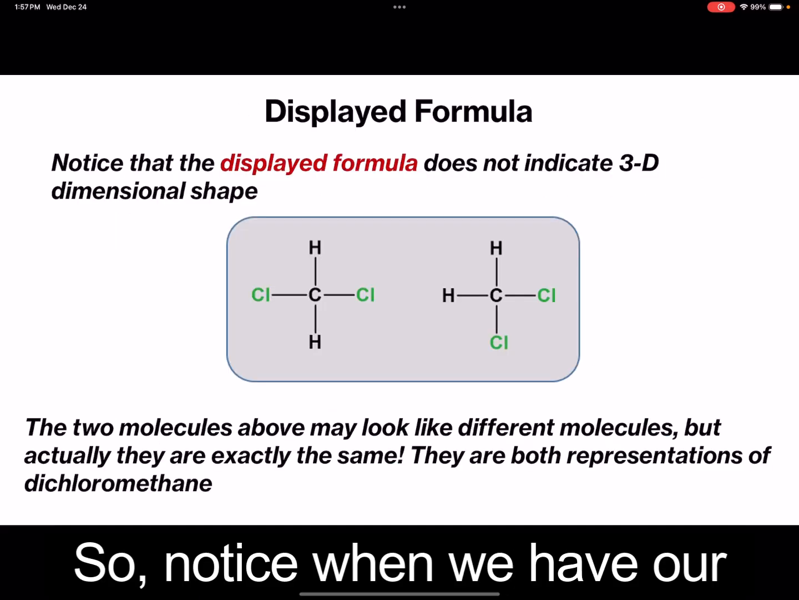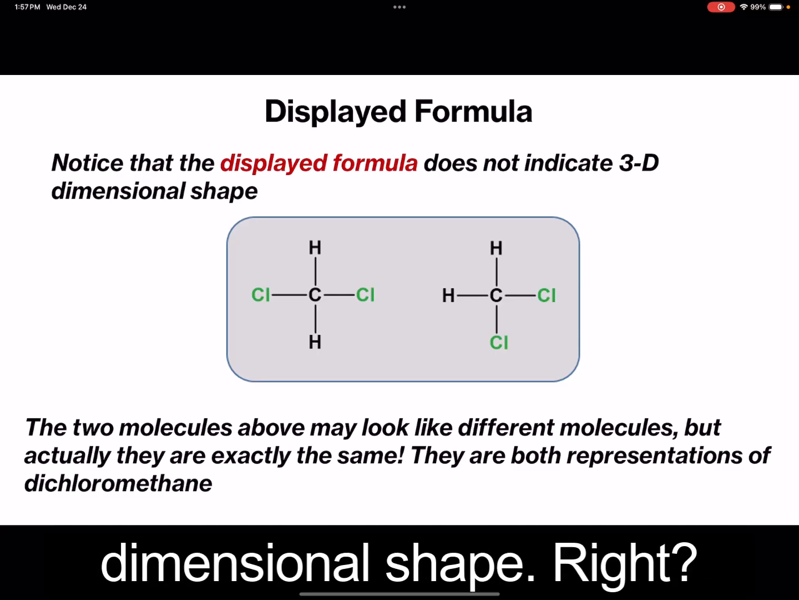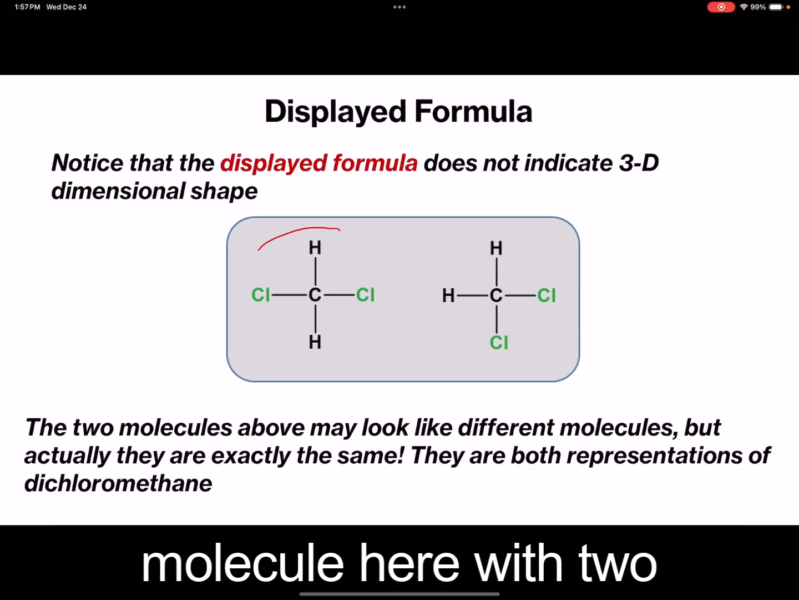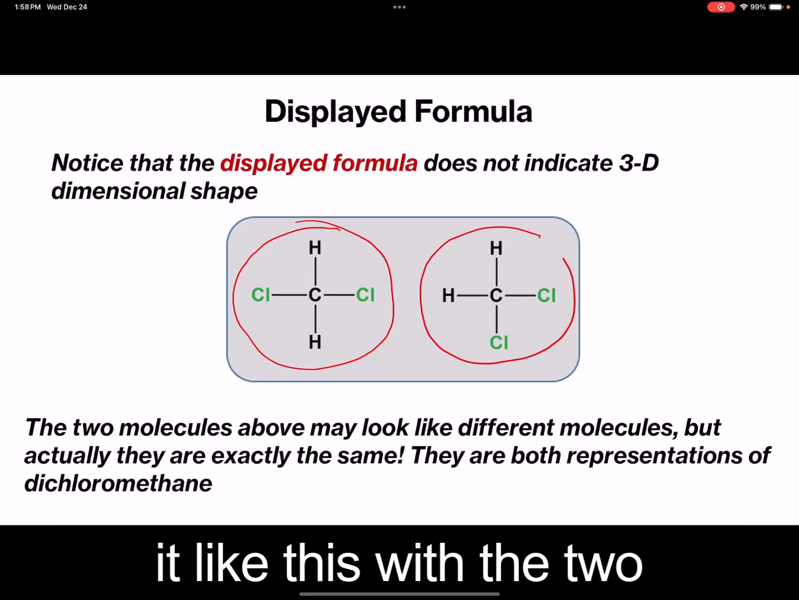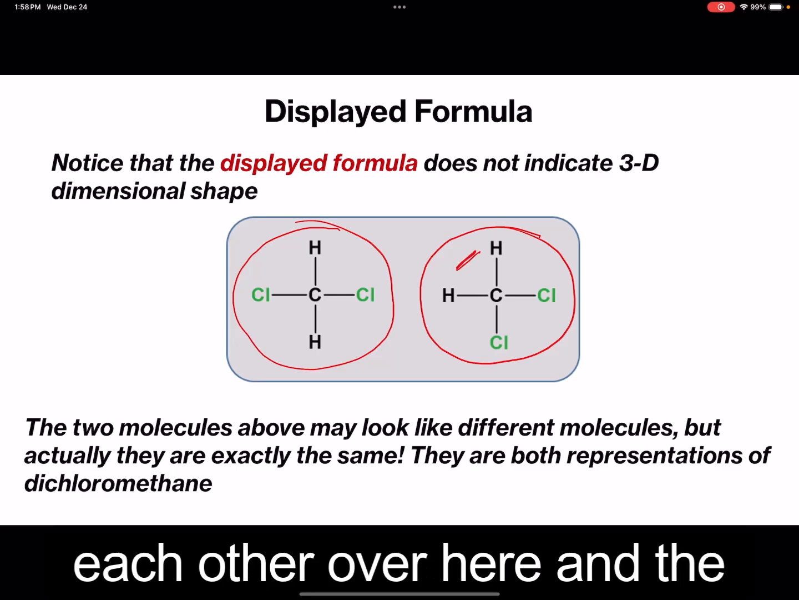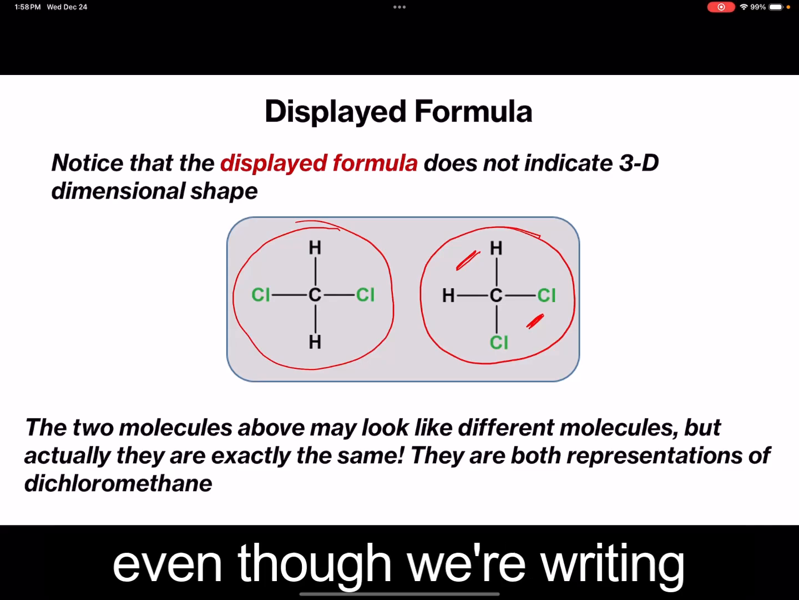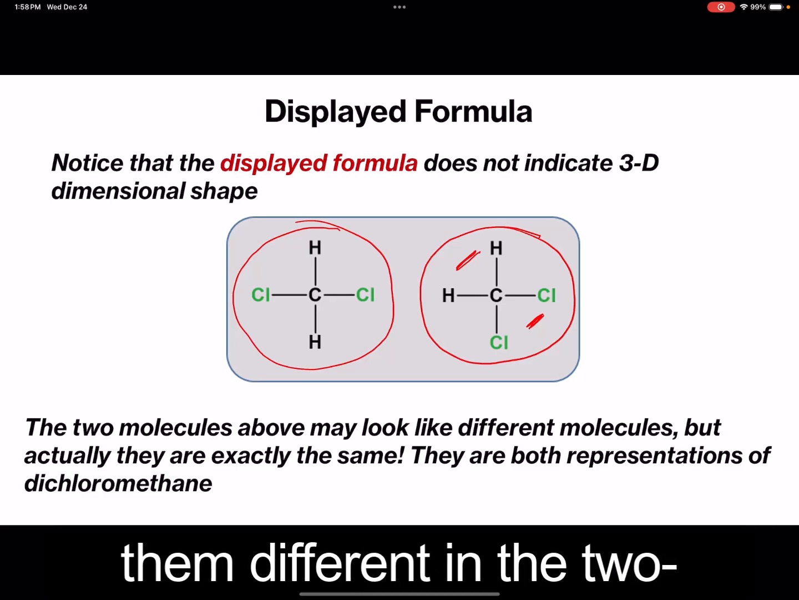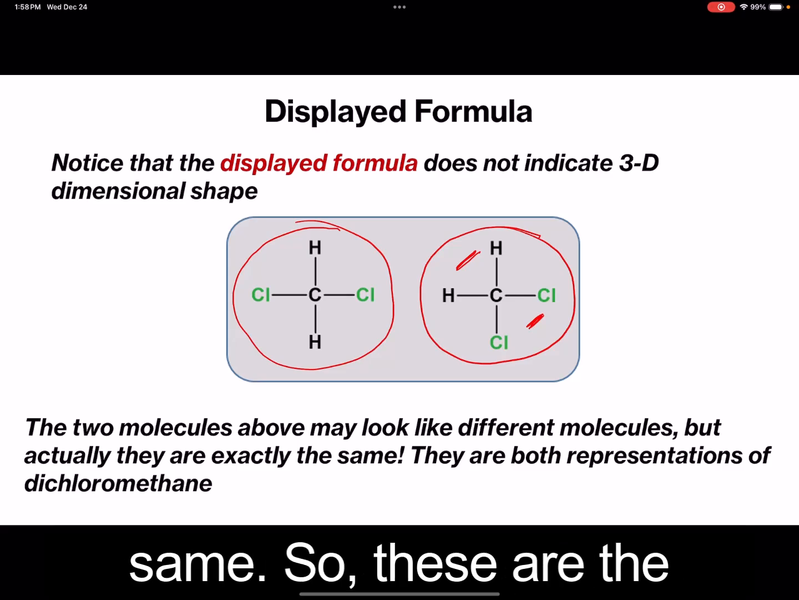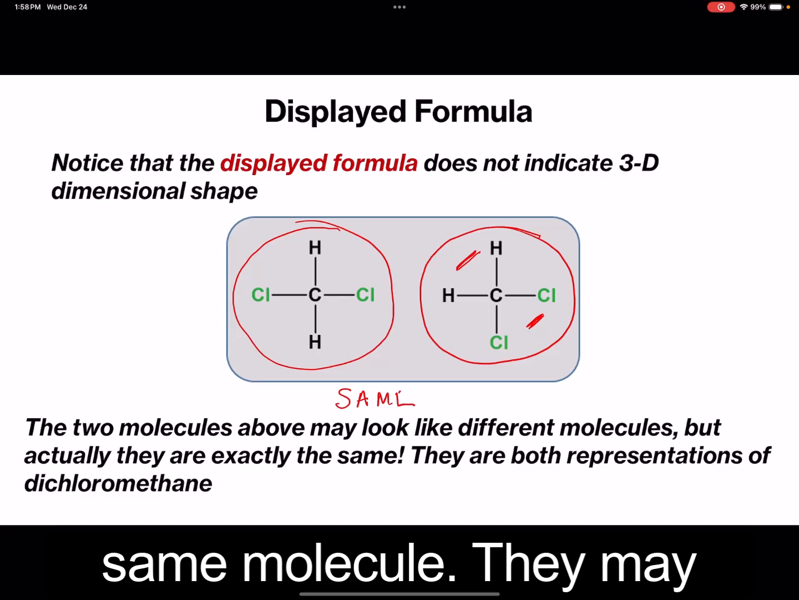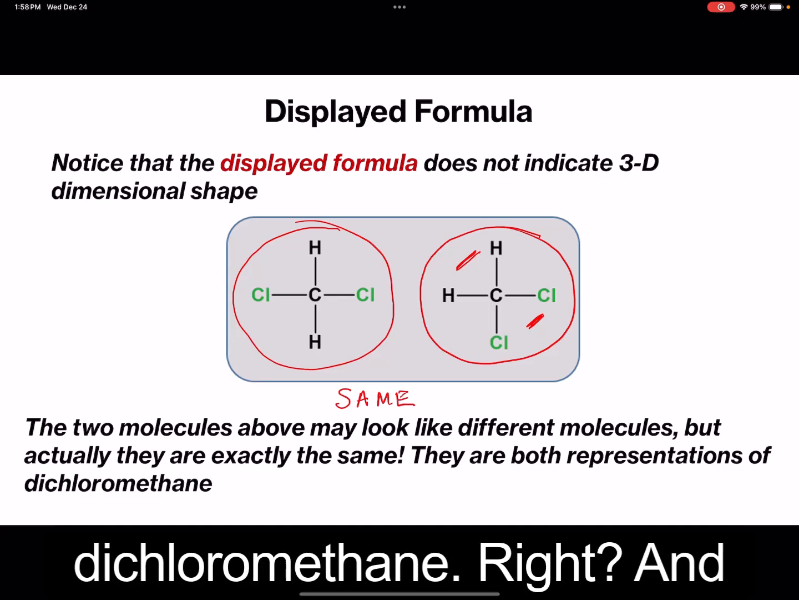So notice when we have our displayed formula, again, it does not indicate that three-dimensional shape, right? So if we write out our molecule here with 2 chlorines and 2 hydrogens, we can also write it like this, with the 2 hydrogens next to each other over here and the 2 chlorines next to each other over here. However, even though we're writing them differently in the two-dimensional structure, these molecules are exactly the same. So these are the same molecule. They may look different, but they're both representations of dichloromethane, right?